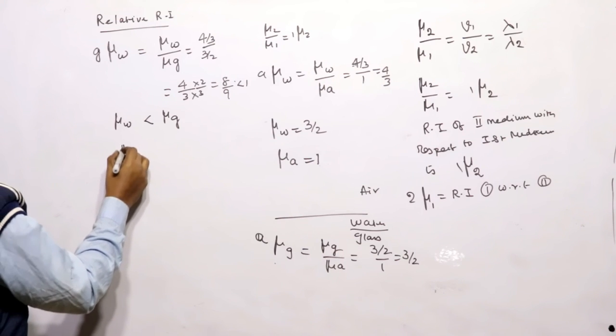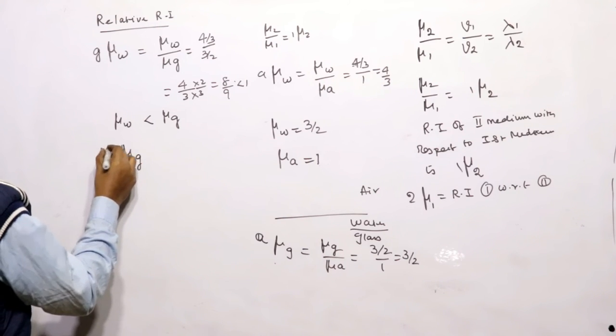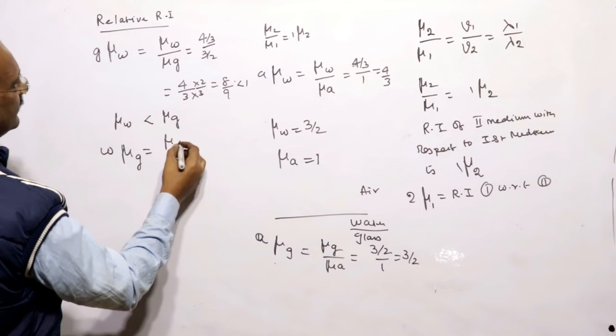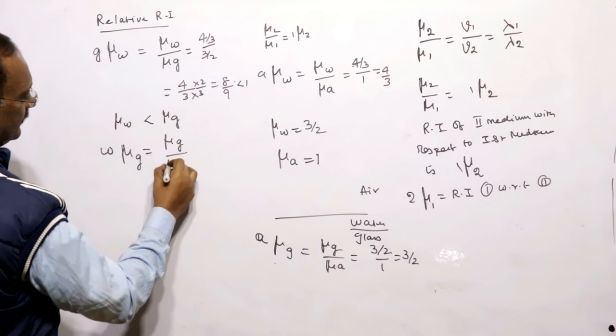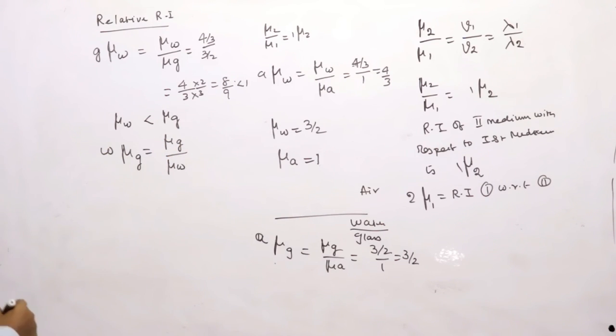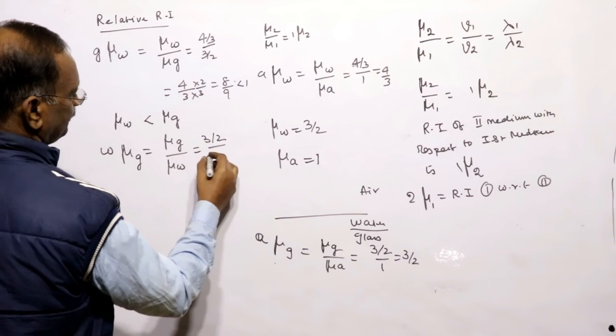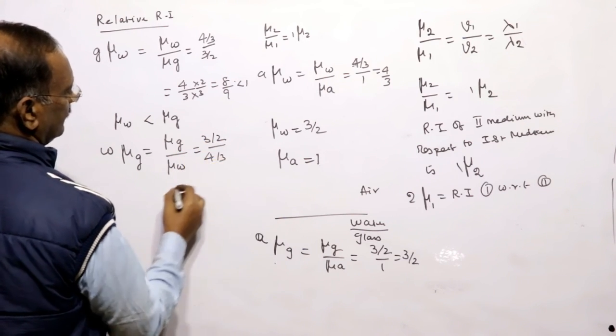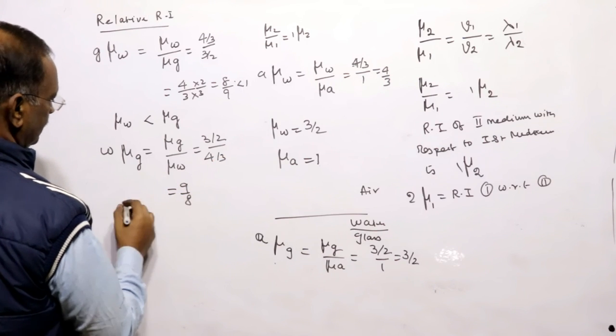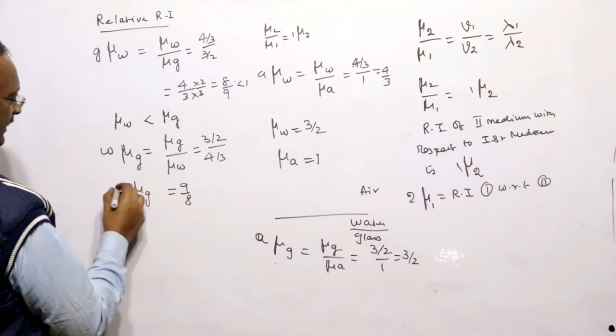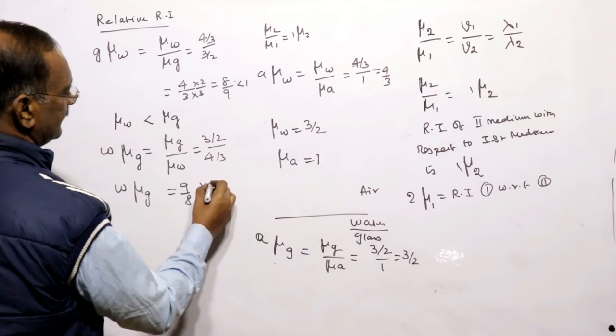And same way, refractive index of glass with respect to water can be written as refractive index of glass by refractive index of water. Glass is equal to 3 by 2 into 3 by 4, which is equal to 9 by 8. It means refractive index of glass with respect to water is greater than 1.